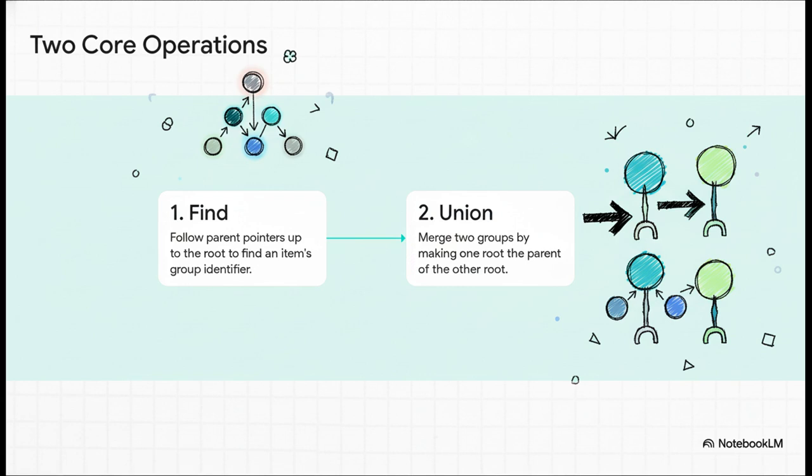Simple. Then you've got union. This is how you connect things. To merge two different groups, you just find the root for each of them, and then you make one root the child of the other. Boom, two separate trees just became one big tree.